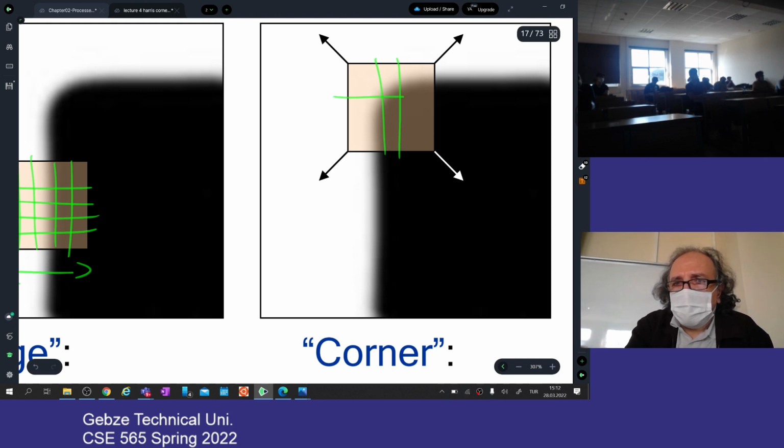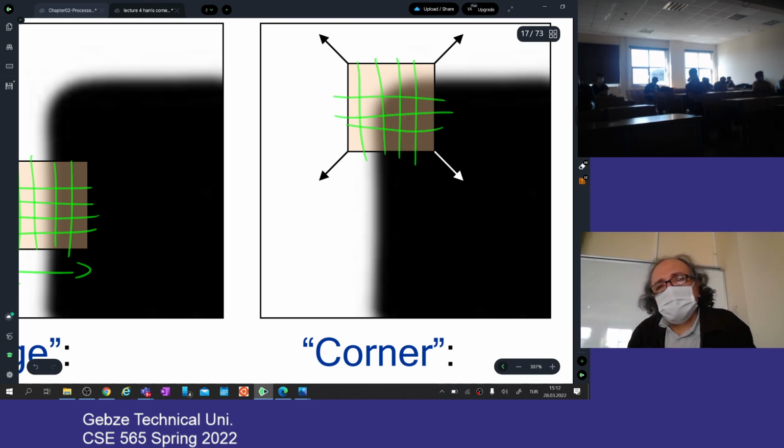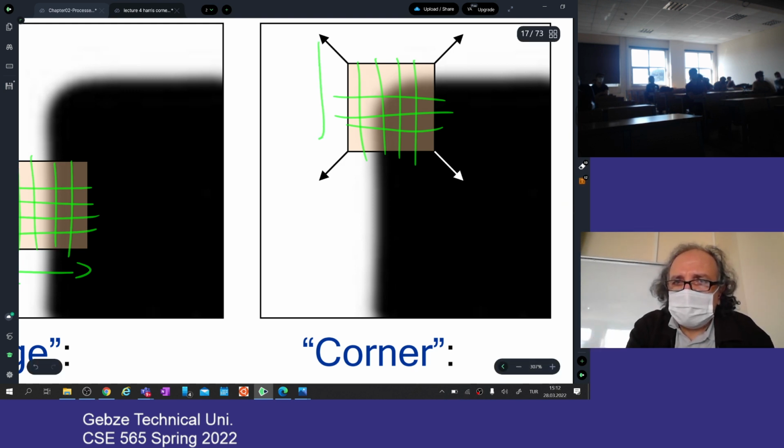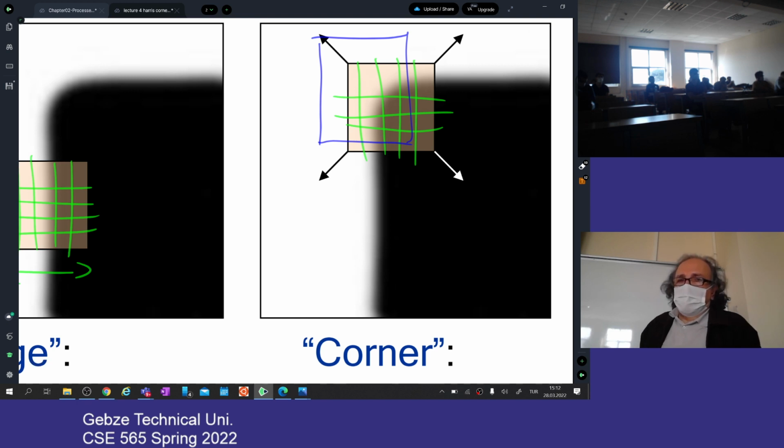Again, a 5 by 5 window. I place it around here. It doesn't matter where you move your window, left, right, up, down, diagonals. Let me move it like this, to the northwest, by only 1 pixel. The content of the blue window and the content of the green window are very different, right? So it changed. It doesn't matter where you move your window, you will see a different image. So we like this one. That's what we call a corner.